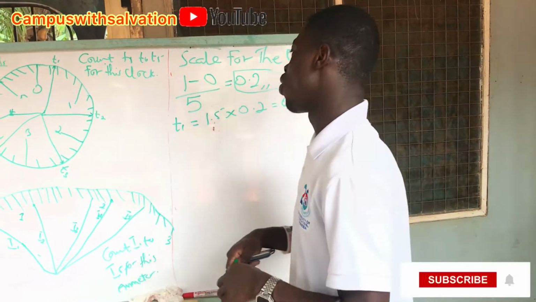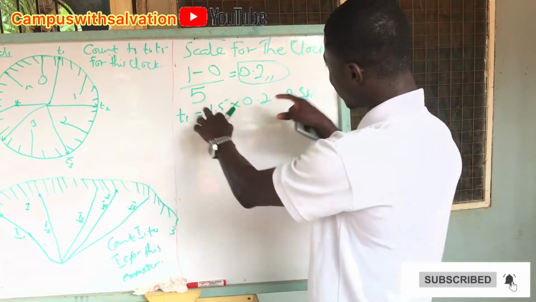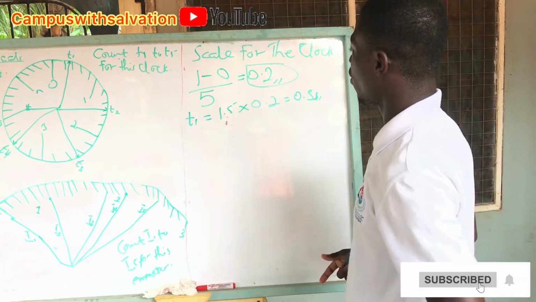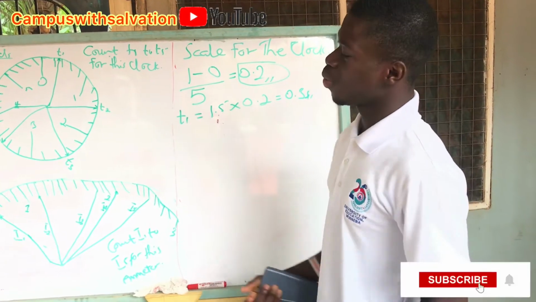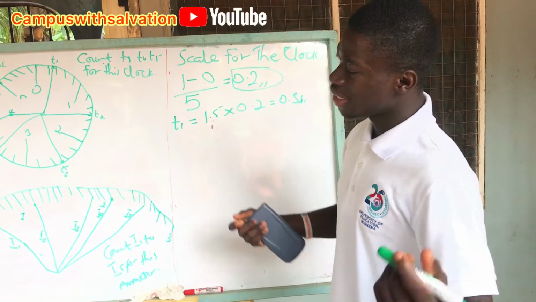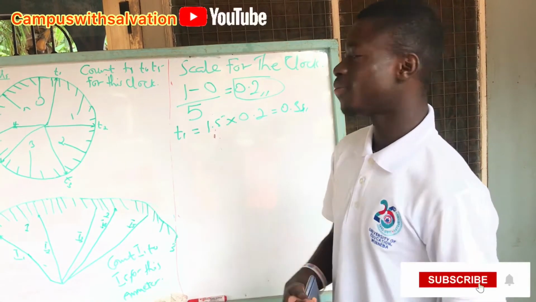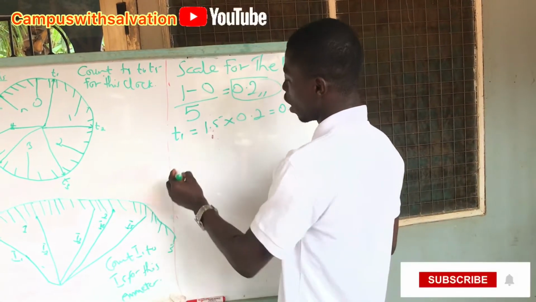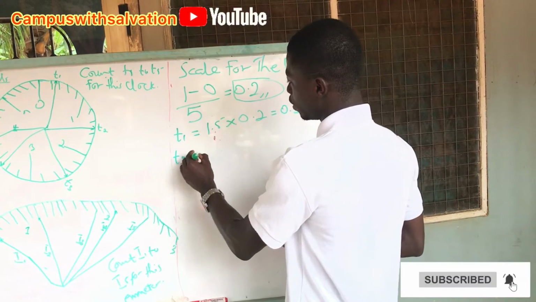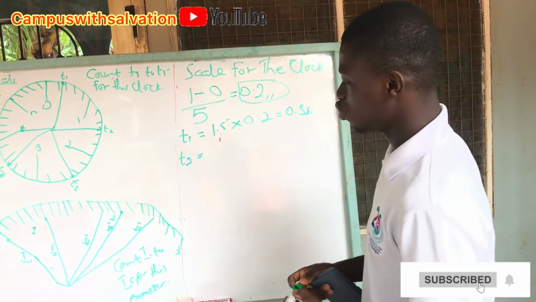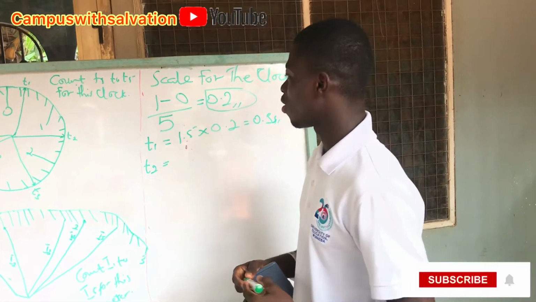Let's go to T2, because as you see the procedure for calculating or counting for T1, I can see that you guys can even count for T2 by yourself. So let me rush because we have a lot to do and the video shouldn't be long.